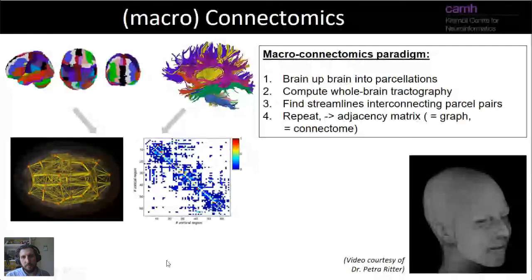We're studying at the level of large-scale projections. So the general approach is to divide the brain up into what we call a parcellation. Parcellation is like a modern-day Brodmann regions. So, maybe you've heard of Brodmann regions, BA6, BA22, etc.